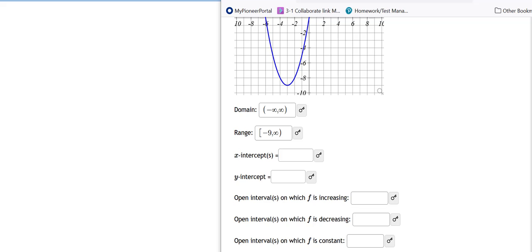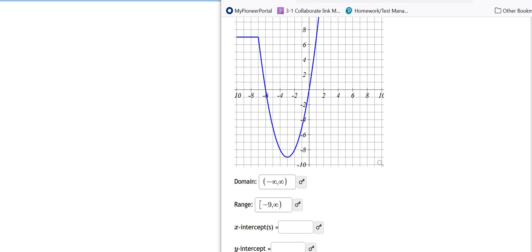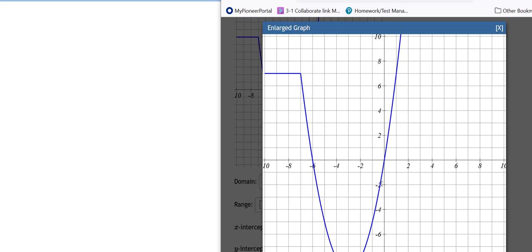X-intercept, so the point where the graph crosses the x-axis at -6, and this looks like 0. Right, a y-intercept, and it is here, it is 0, 0. If there's any one you can't see, remember you can blow this up. All right, y-intercept is 0, 0.